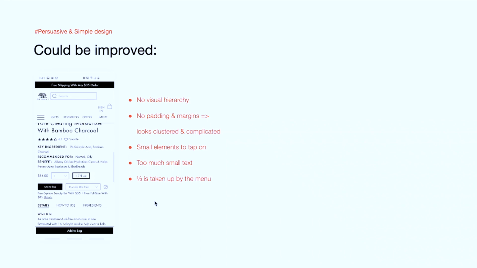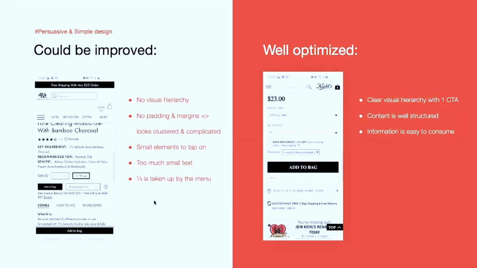So the competitor of this website had a better product page in our opinion. It had a clear visual hierarchy. There was one call to action. The content was well structured and followed logic. Information was very easy to consume, and generally the experience was much more pleasant while browsing this site.